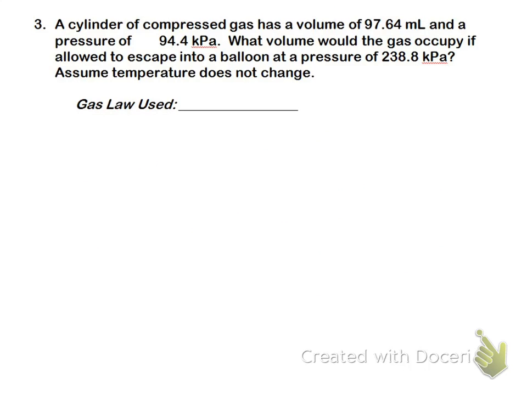All right, awesome. Here we go. What's this first step? What do I always do first? Circle them, right? Because I want to think about what equation to use. Okay, a cylinder of gas has a volume of this and a pressure of this. What would the volume be if we made the pressure up to 238? All right, so let's write it down. What does 97.64 stand for? Volume. Perfect. That's volume because it says milliliters.